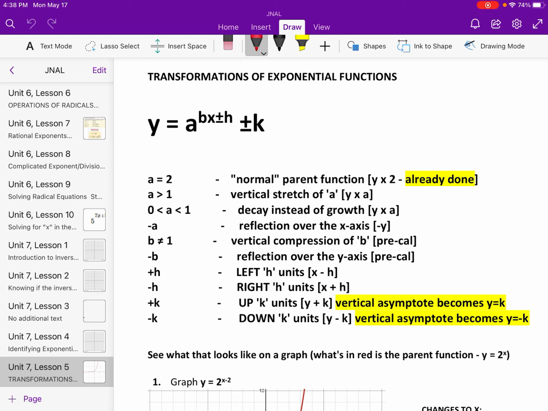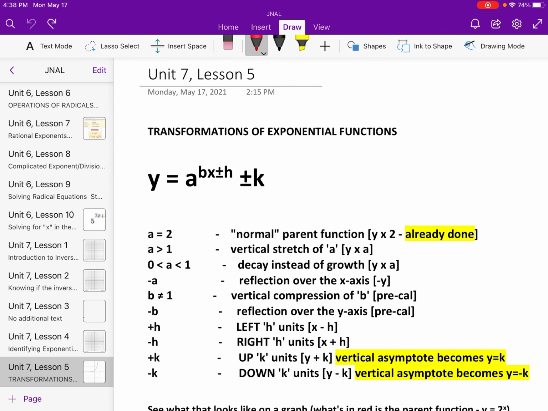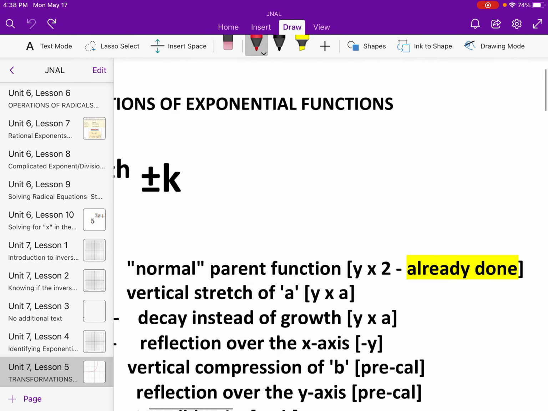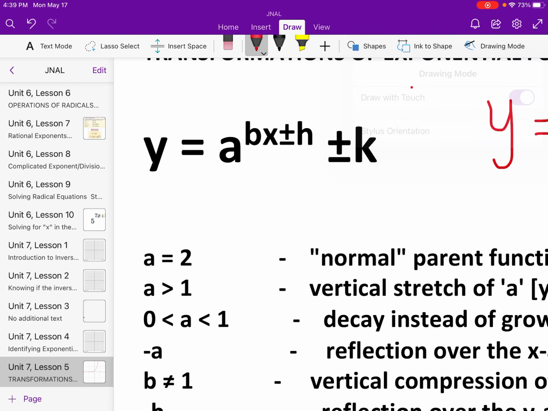Remember, parent just means original. That is this. Okay, this is the parent function. So we can see that right here, this thing I have written might look weird, but these are just things that can change: the A, B, K, and H. Those are things that can change, and when those things change, transformations happen.